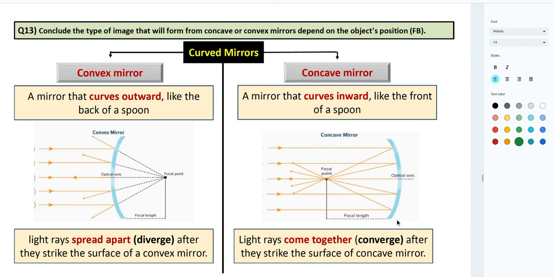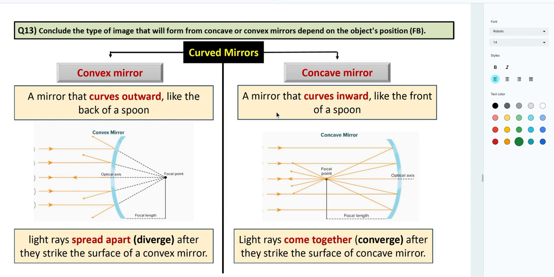Okay, so let's look at the next outcome where we're looking at convex and concave mirrors. Fairly simple ideas. So conclude the type of image that will form from concave or convex mirrors depends on the object's position. Okay, so we spoke about virtual images before. So virtual images are images that are forming in the mirror. So a convex mirror, let's look at convex mirror first.